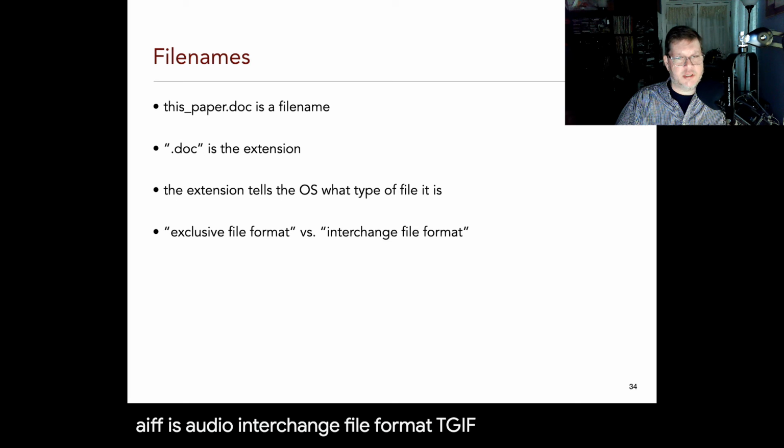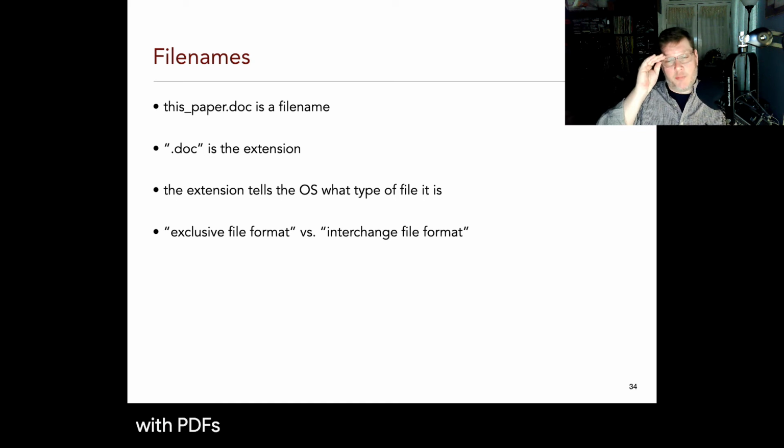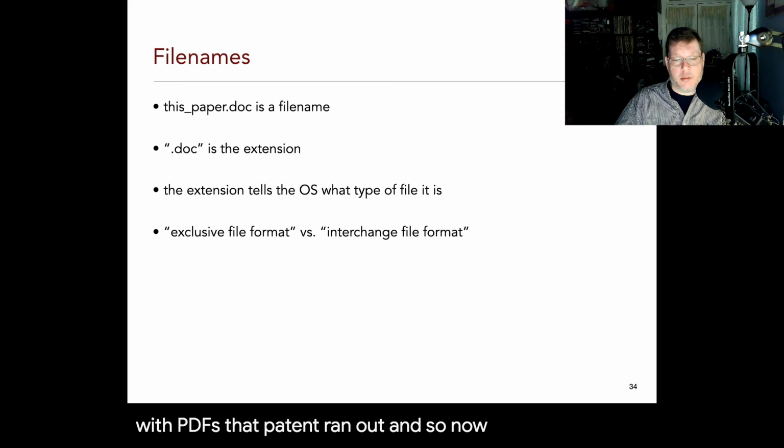TIFF is images. I forget what the T stands for. I should know that. So those are interchange formats. Those are things that were made to be shared amongst programs. There are some exclusive file formats. PDF used to be an exclusive file format. Originally, only Adobe Acrobat or Acrobat Reader could deal with PDFs. That patent ran out, and so now lots of people make things that deal with PDFs.